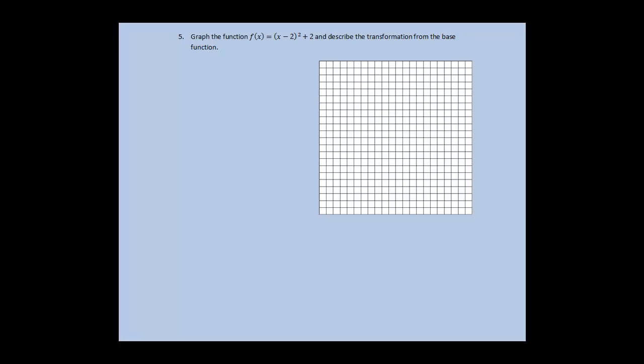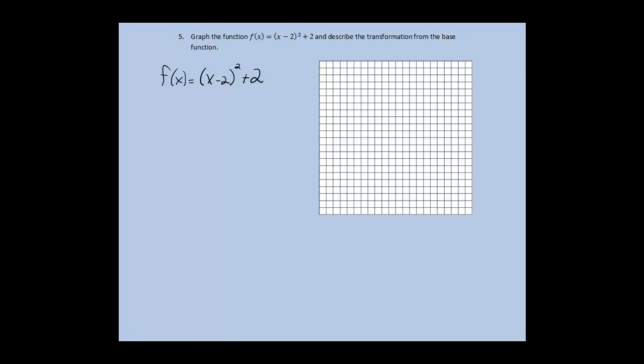Okay, so in this question we have to graph another function that has some transformations. Here we have to recognize that we have the function f of x is equal to the quantity x minus 2 squared plus 2. And we want to describe the transformation from the base function.